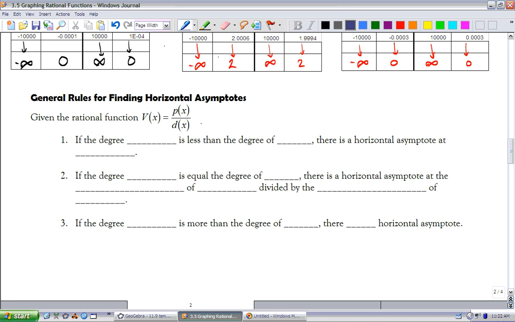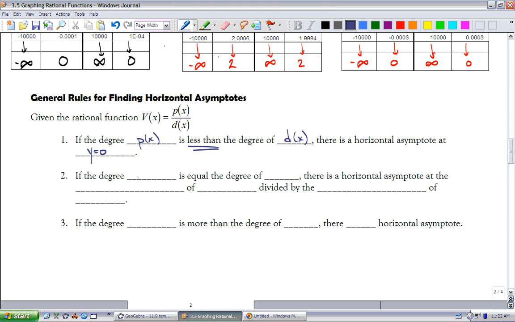if you're given this rational function here, if the degree of p of x is less than the degree of d of x, in other words, I like to think of it as d of x is bottom heavy, there's a horizontal asymptote at y equals 0. That's like in the first example and the last example that we saw there.